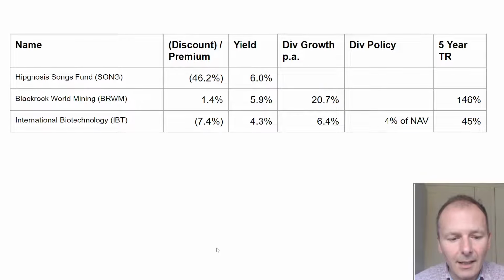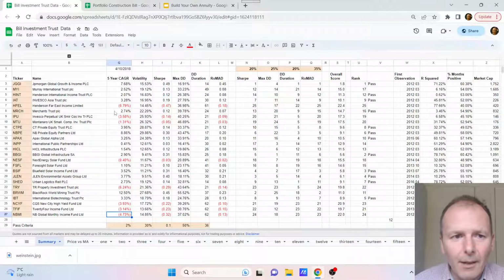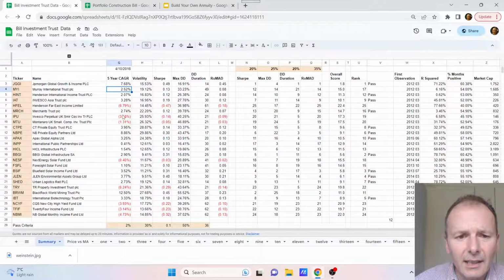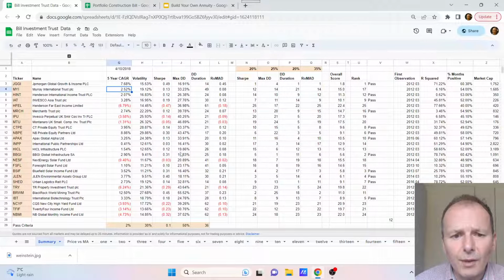We put all this together and then I put it into a spreadsheet, and this one looks at compound growth rate of the share price, so sometimes it's negative, how volatile it's been. Then we look at the Sharpe ratio, which is just comparing growth and volatility. Look at the maximum drawdown that you would have experienced, so it can be as high as 55% BlackRock World Mining, although quite a bit lower with some of the infrastructure and also with JP Morgan Global Growth.